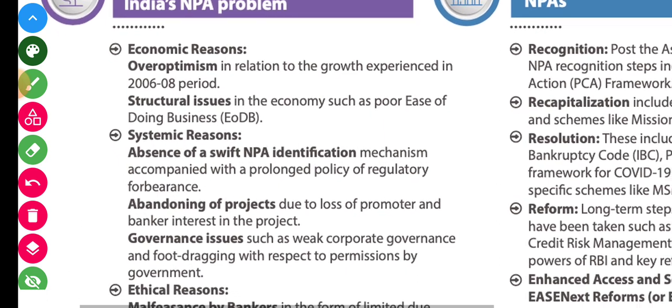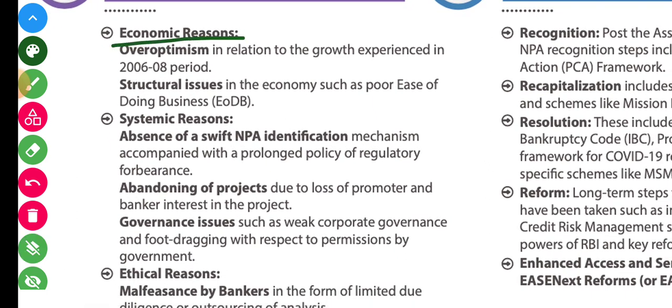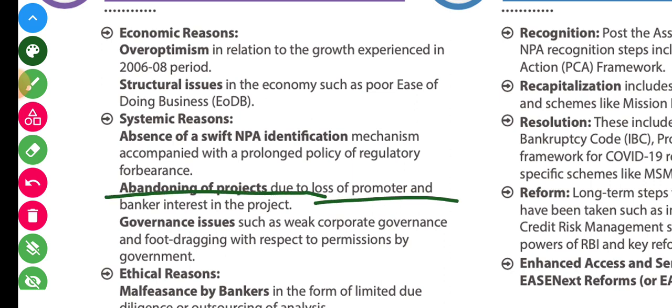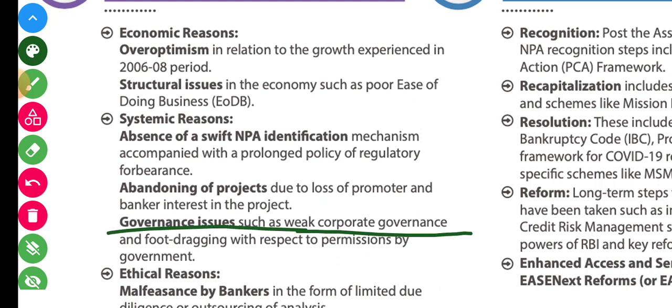So, economic reason is over-optimism in relation to the growth experience in the 2006-8 period. Structural issues in the economy such as poor ease of doing business. Systemic reasons: absence of a swift NPA identification mechanism accompanied with the prolonged policy of regulatory forbearance, abandoning of projects due to the loss of promoter and bank interest in the project, government issues such as weak corporate governance and foot dragging with respect to permissions by government.